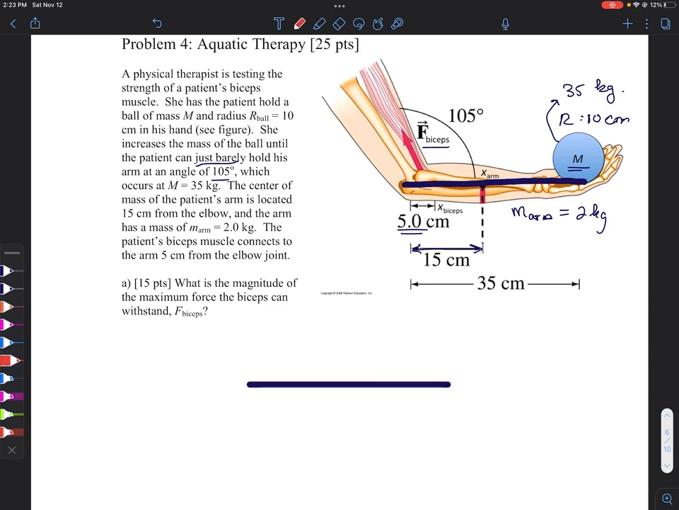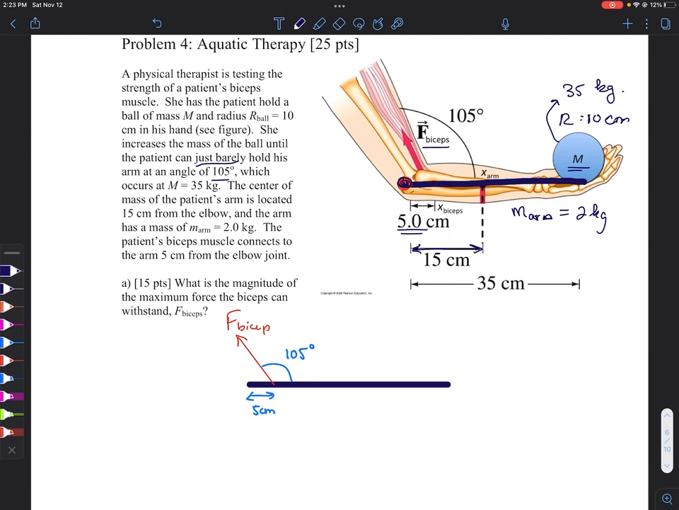All right, now let's look at our forces. What forces are acting? So this is the joint, and 5 centimeters away from the joint, we have the bicep force. The bicep force is going off in this direction, F bicep. And this distance here is 5 centimeters, and this angle is 105 degrees. Okay, so that takes care of the bicep force.